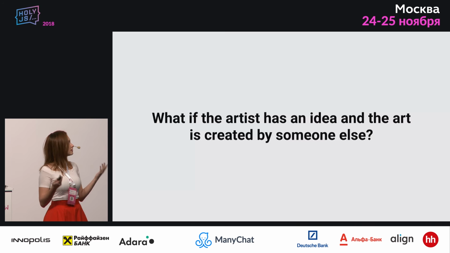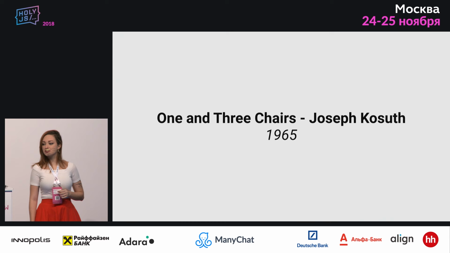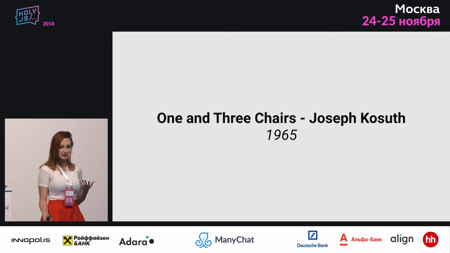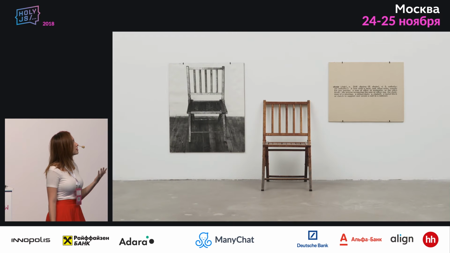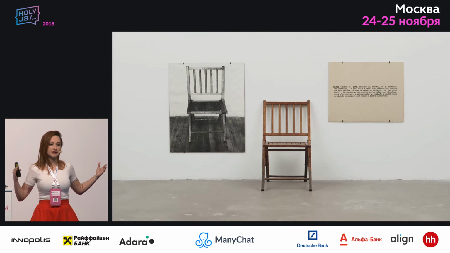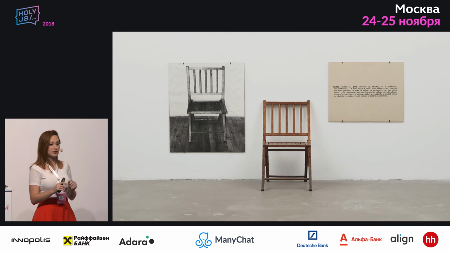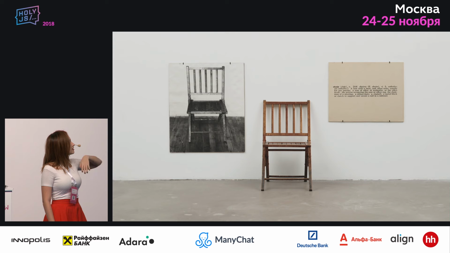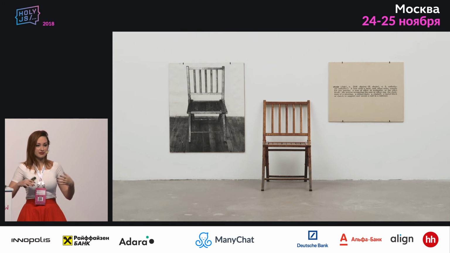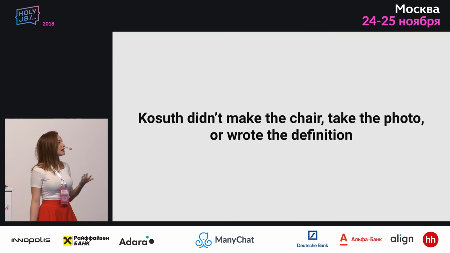So a very good example of that is a work of art that I really like. It's called One and Three Chairs by Joseph Kosuth. I got the chance to see it when I was in New York the last time. It was in MoMA. So what happened is that you get to the museum, and there are 3 manifestations of a chair. There's the actual chair, there's the picture of a chair, and there's the definition of a chair. But the thing is that he didn't do any of these 3.